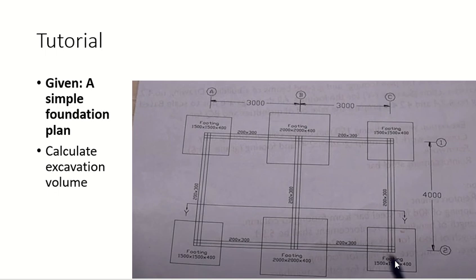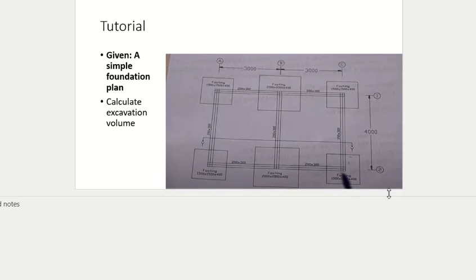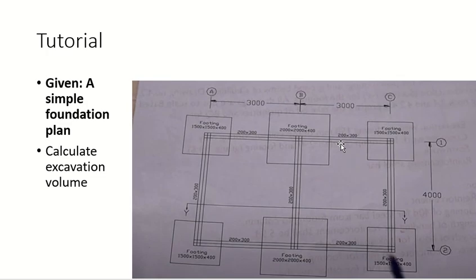So this is a foundation plan. You can see the size of the footing. Now we have to calculate the excavation for these footings. One thing which I forgot to mention here is the depth. Let me see if I have it somewhere. No. Okay, so let us assume the depth is 1 meter. You can see the size here, the depth is not mentioned, right? So let us assume the depth is 1 meter.